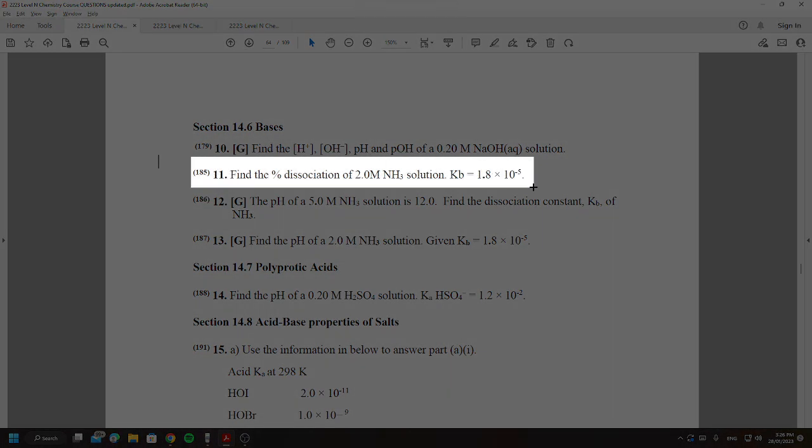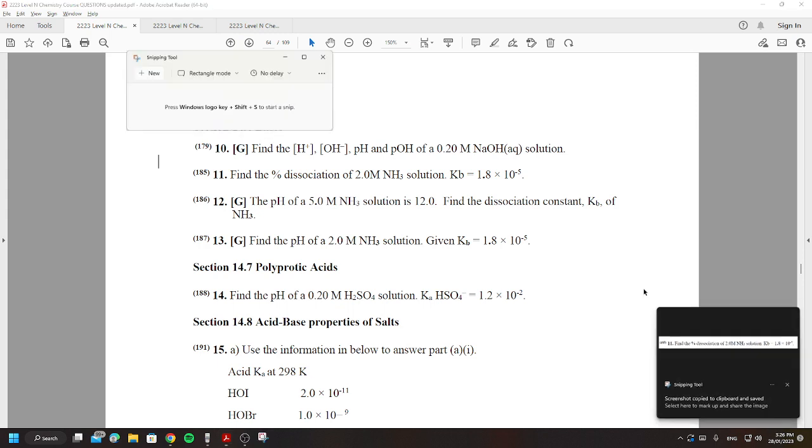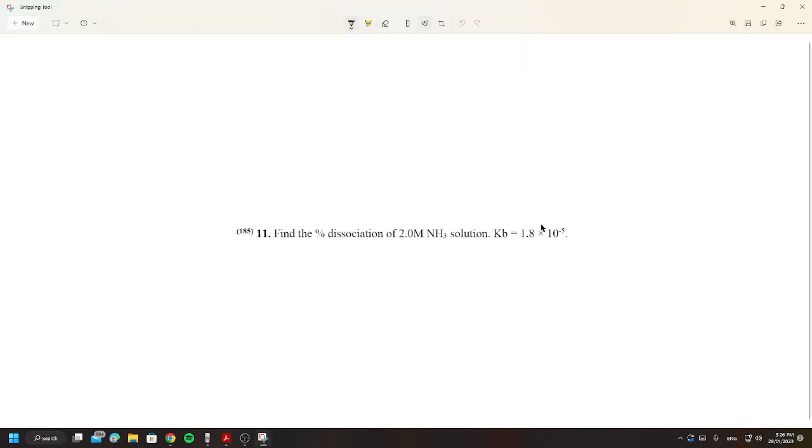Find the percent dissociation of a 2 molar NH3 solution. We know NH3 is a weak base, and we can also tell that it's a weak base judging by the dissociation constant. It's a very small number, right? 10 to the power negative 5. So, square root of Kb times concentration.